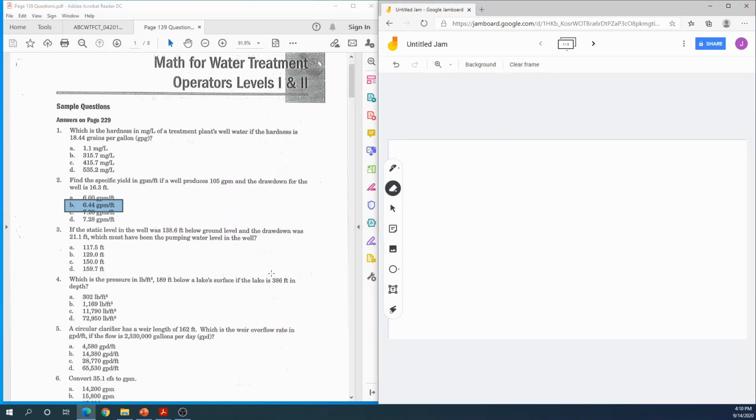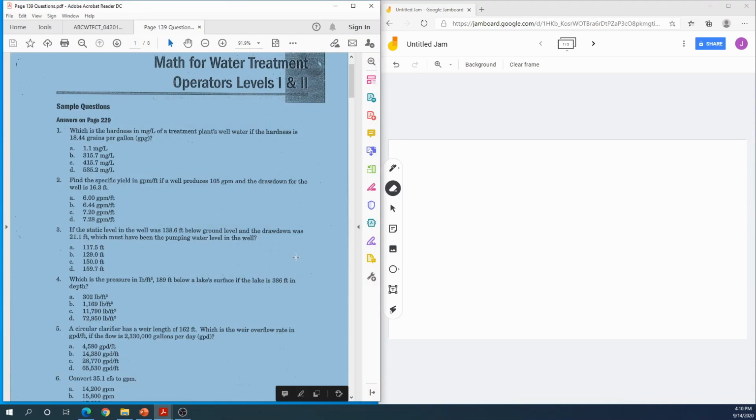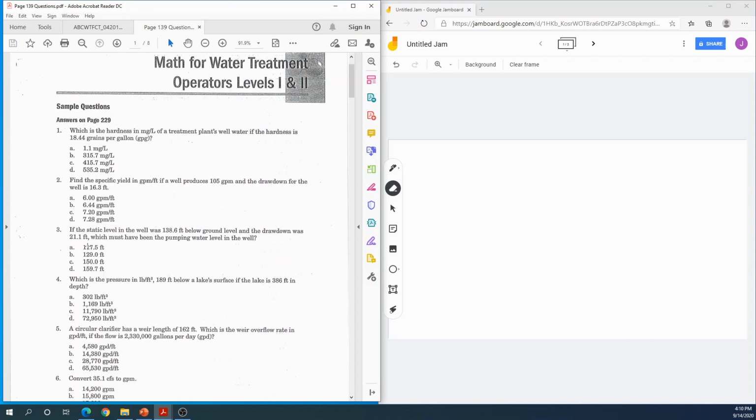All right, let's go on to number 3. If the static level in the well was 138.6 feet below ground level and the drawdown was 21.1 feet, which must have been the pumping water level in the well? So on something like this, it can be a little bit confusing. I like to draw a sketch. It really helps me clarify things.